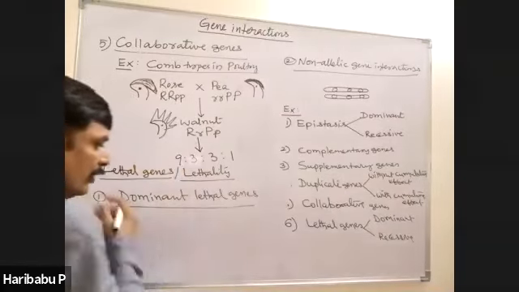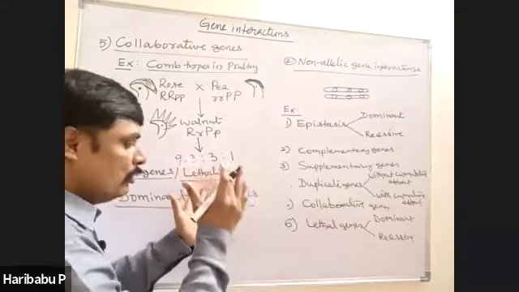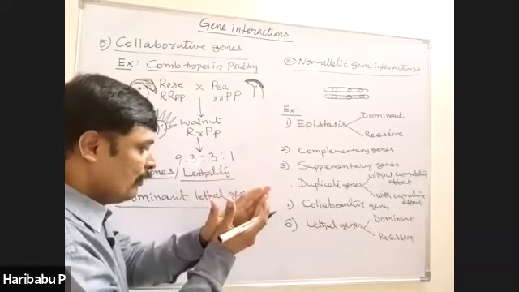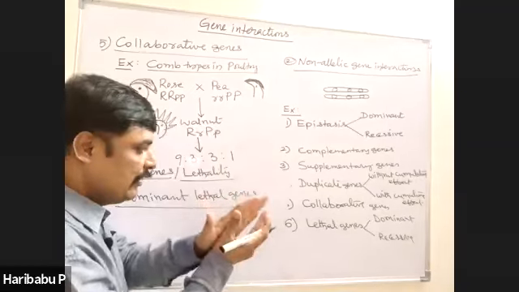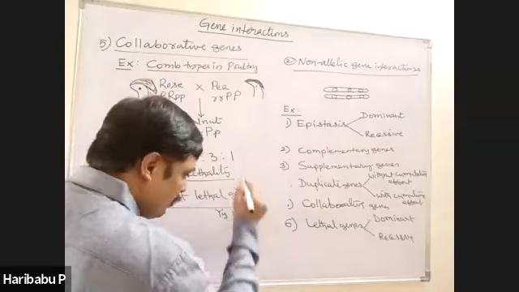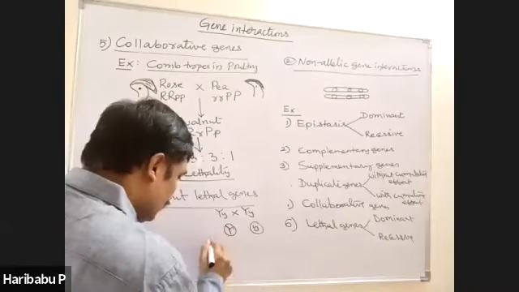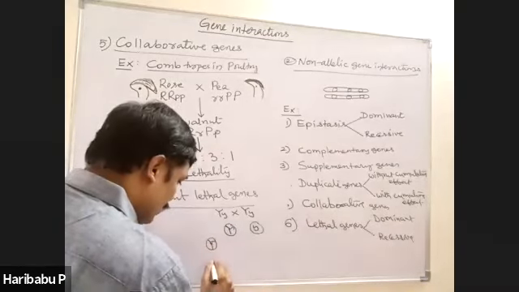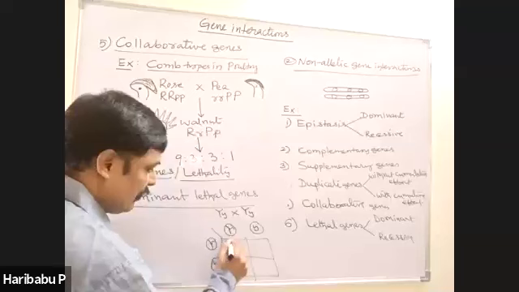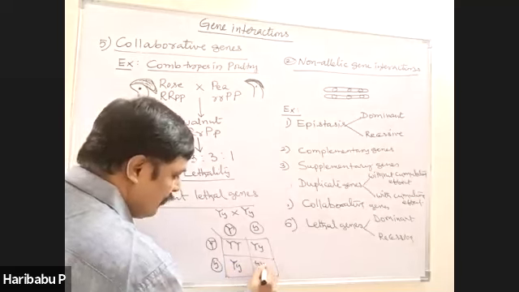Here see, in case of coat color of mice, when yellow and green mice are crossed, it produces yellow mice in the F1. In the F2, it produces capital Y, capital Y, small y, in the ratio of 1:2:1. See, like this: capital Y capital Y, capital Y small y, capital Y small y, small y small y.